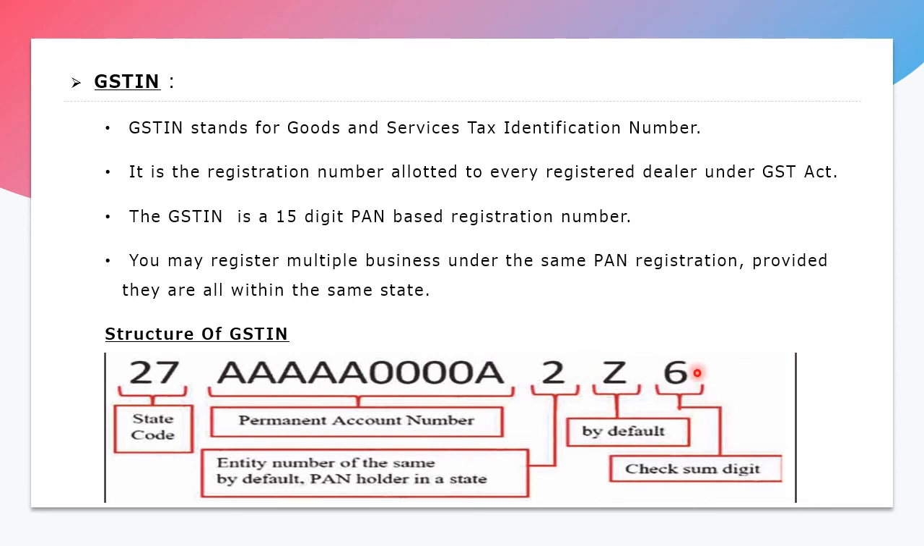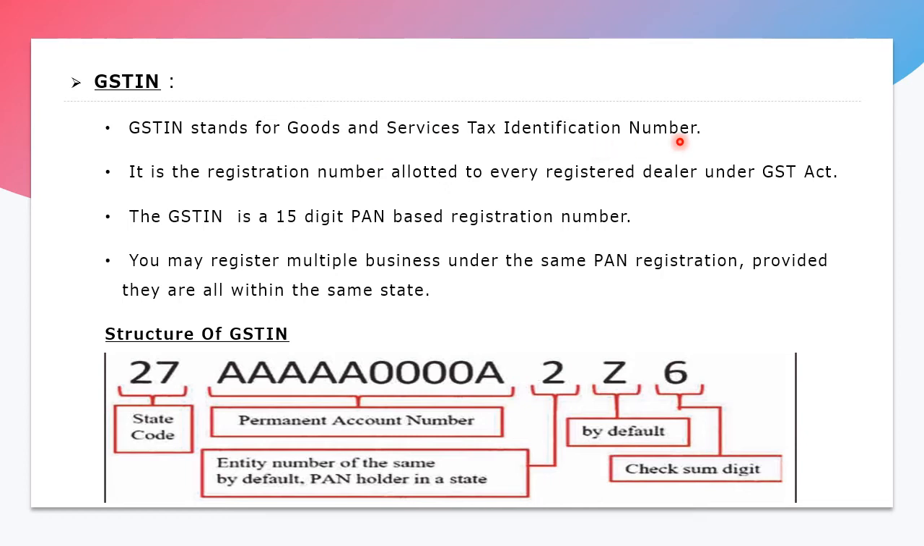But try to understand its checksum digit means nothing but it can be the number which is the sum of numbers from 0 to 9 or from A to Z. Okay, so this is the structure of GSTIN. So what is GSTIN? It stands for Goods and Services Tax Identification Number. So this is identifying your business.